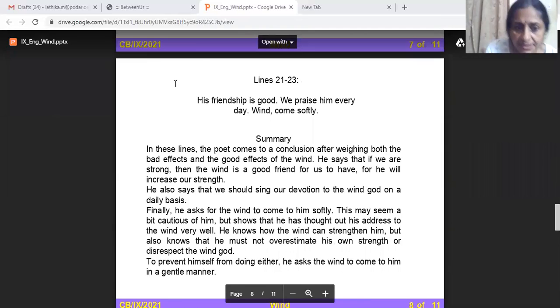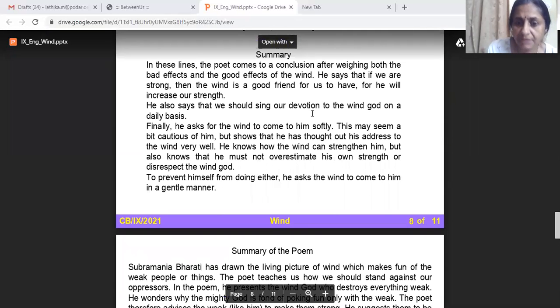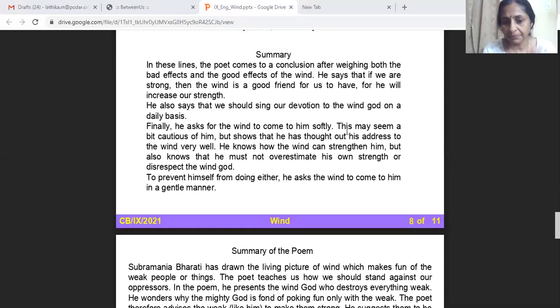So in these lines, the poet comes to a conclusion after weighing both the bad effects and the good effects of the wind. He says that if we are strong, then the wind is a good friend for us to have, for he will increase our strength. He also says that we should sing our devotion to the wind god on a daily basis. So we should praise the Lord.